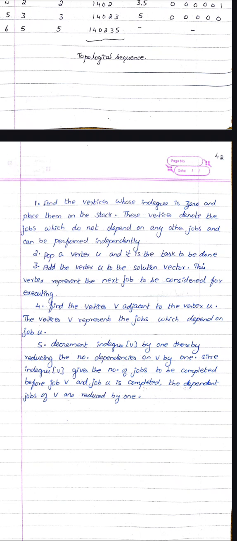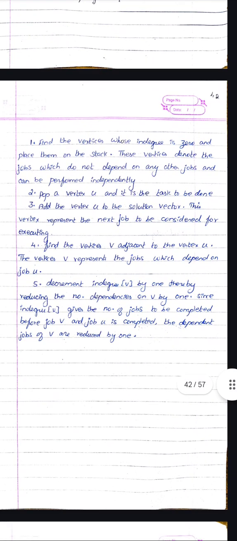Find the vertices whose in degree is 0 and place them in the stack. That is what we have done. These vertices denote the jobs which do not depend on any other jobs and that should be performed independently. Pop a vertex u, which is the task to be done. Add the vertex u to the solution vector. This vertex represents the next job to be considered.